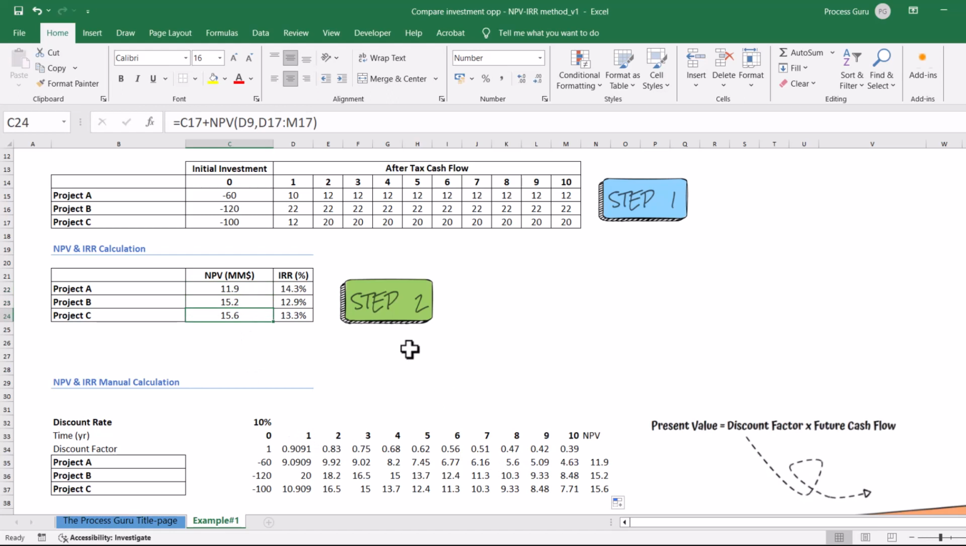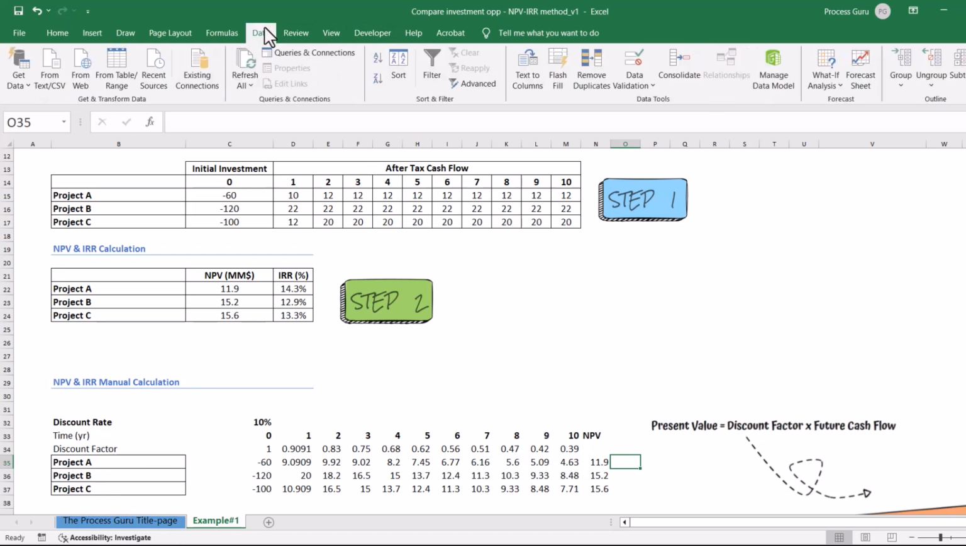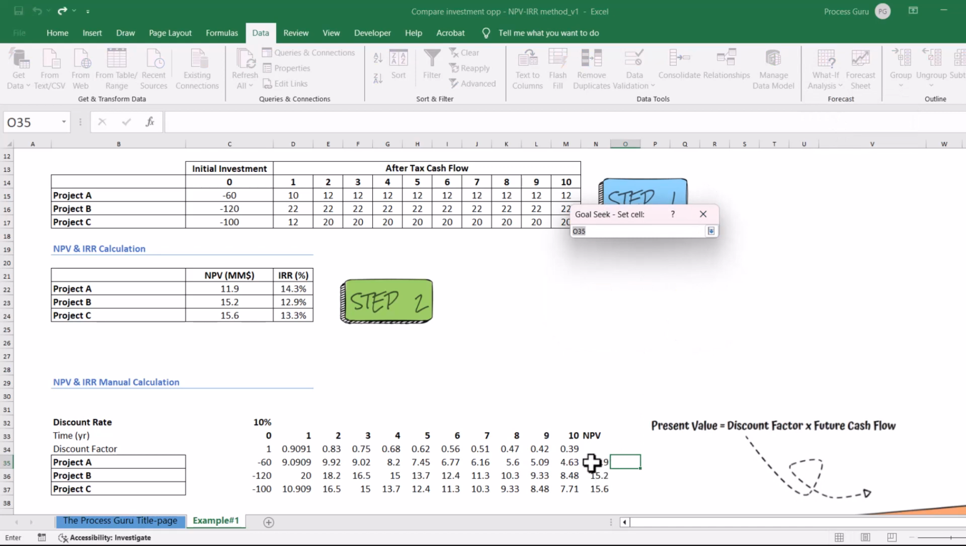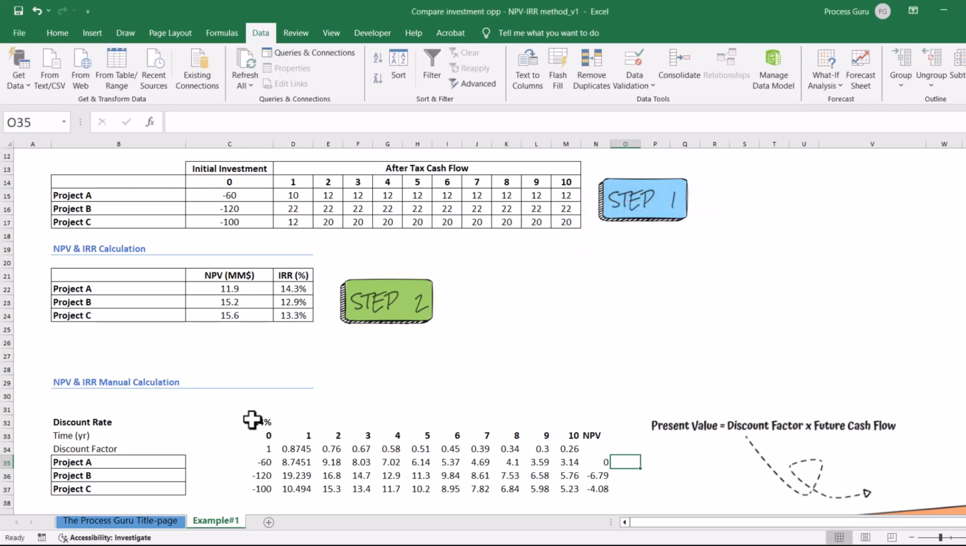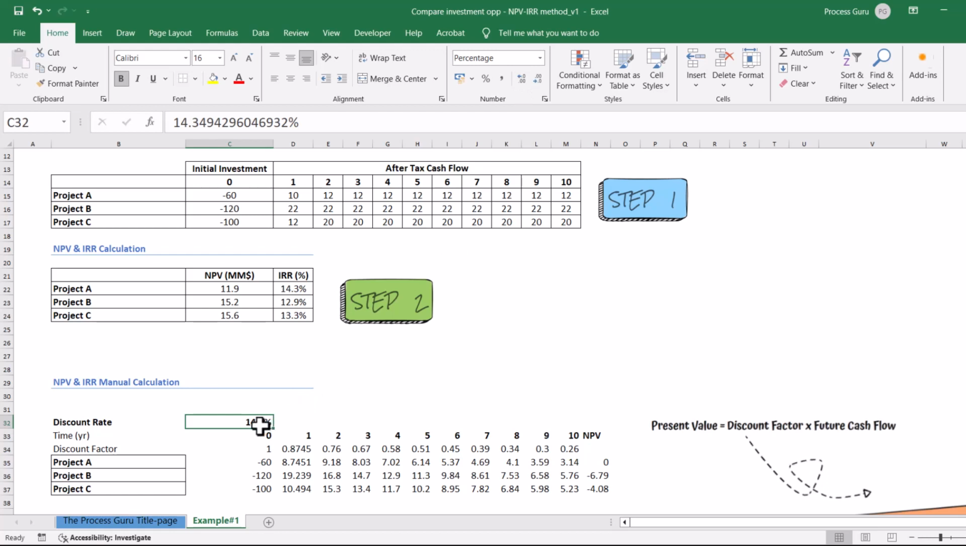We can also calculate IRR, but for IRR we need to use goal seek. So what is the IRR? IRR is the discount rate at which our NPV becomes 0. So we can try to figure out at what discount rate the NPV of project A becomes 0. For this I need to use goal seek in the data ribbon. What we want is for this NPV to be 0 by changing my discount rate. I'm just clicking enter. Okay, so this is 14%, actually 14.3%. This is the same number we got for project A by the built-in formula. So this is how we can calculate the internal rate of return.